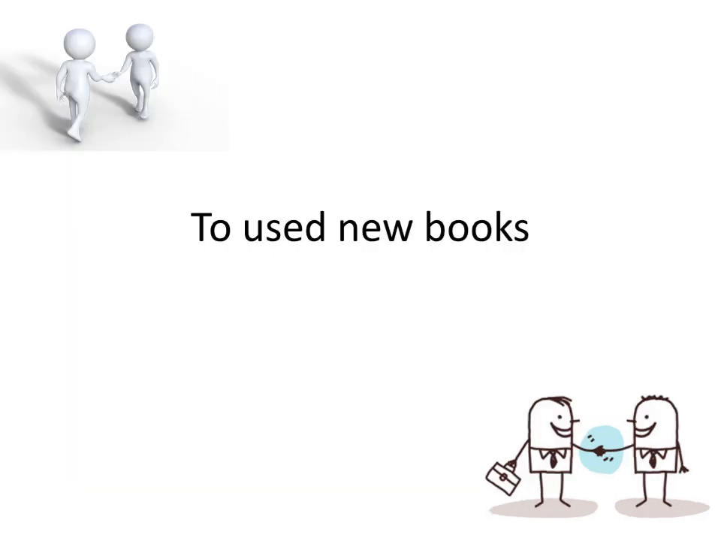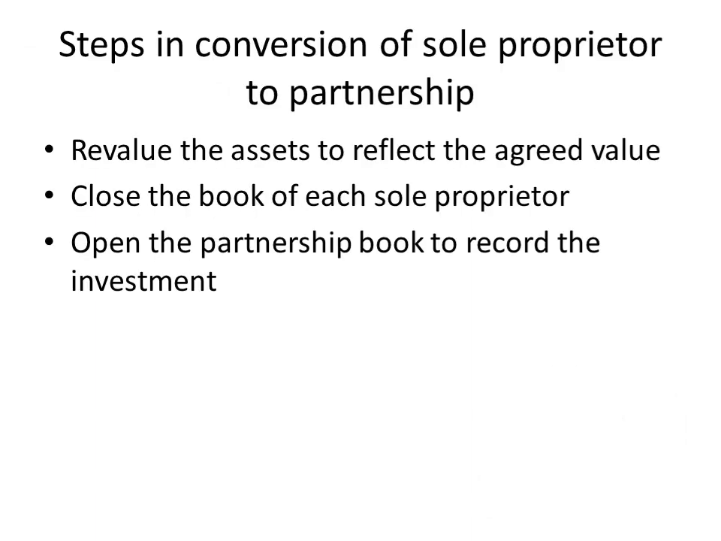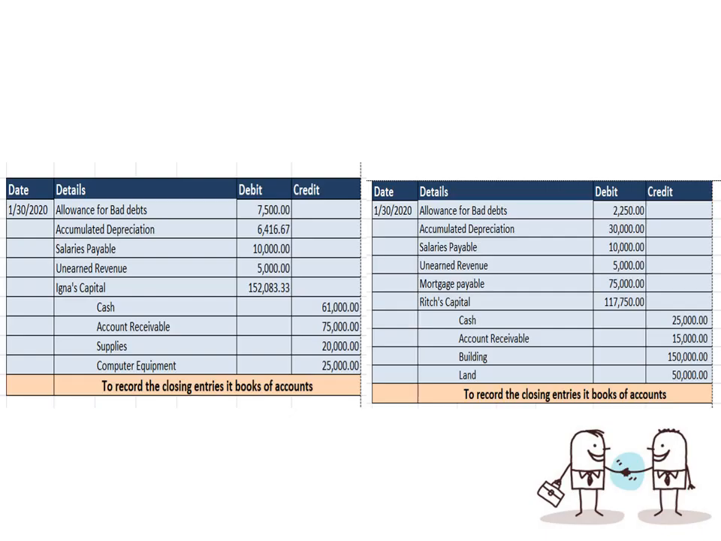Now, next, they said that we would use new books. So for new books, the steps for the sole proprietor to partnership: number one, we revalue the asset to reflect the agreed value. We already do that. We close the book of each of the sole proprietors, and then we open the partnership book to record the investment. So we need to close all the accounts. So we debit all the credit accounts, meaning the equity and liabilities, and then we credit all the asset accounts, as you see, for both.